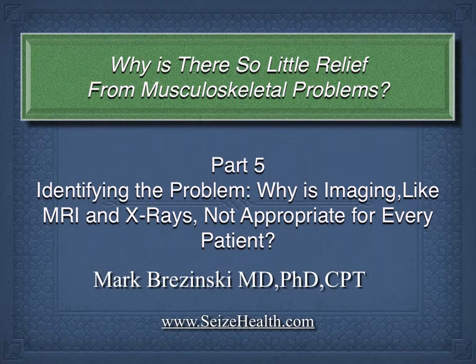Hello, this is part 5 in a series of lectures on why is there so little relief from musculoskeletal problems, or put another way, why does musculoskeletal disease remain such a disabling problem in the population. This lecture deals with why imaging techniques like MRI and X-ray are not appropriate for every patient.